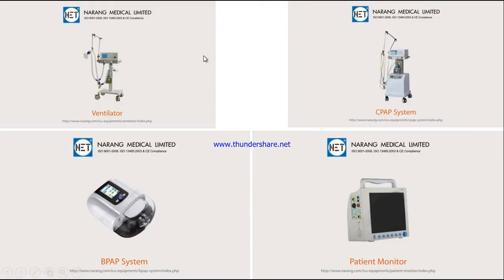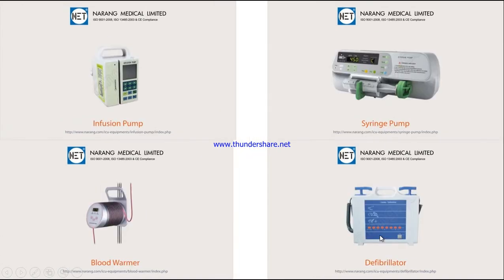So this is a picture. You can see here these are ventilators. This is a CPAP machine. This is a BiPAP system. This is a bedside cardiac monitor which is present near the patient. Infusion pump, syringe pump. This is very commonly seen also.